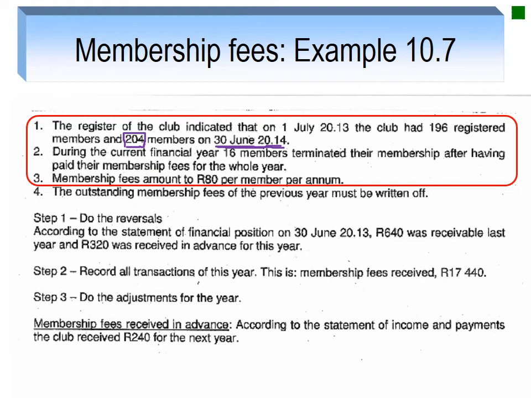Also during the current year, 16 members terminated their membership, but they'd already paid their membership fees for the whole year and they don't get refunded. So we've got 204 plus 16 and we would then expect membership fees from 204 plus 16, which is 220 members times 80 Rand per member. That's the expected income.